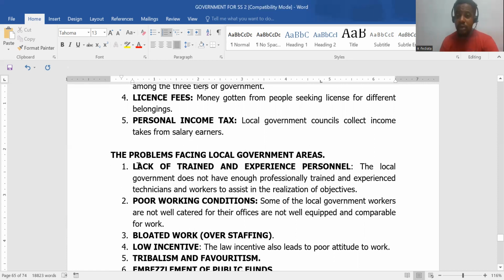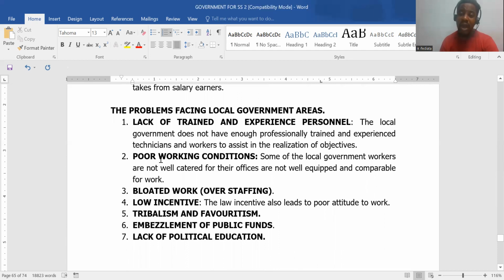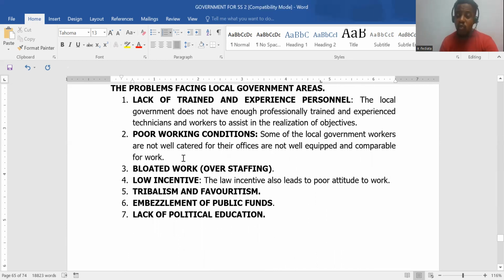Next is poor working condition, right? This is another issue you see in most government parastatals. People are not properly remunerated, or people are not given enough incentives to work as well. Bloated workforce, overstaffing, is one of the ways they eat government money. When we talk about ghost staffing and the likes, you employ people who do not exist, who don't come to work, but every month they draw salaries from the local governments. Low incentive, I've mentioned it.